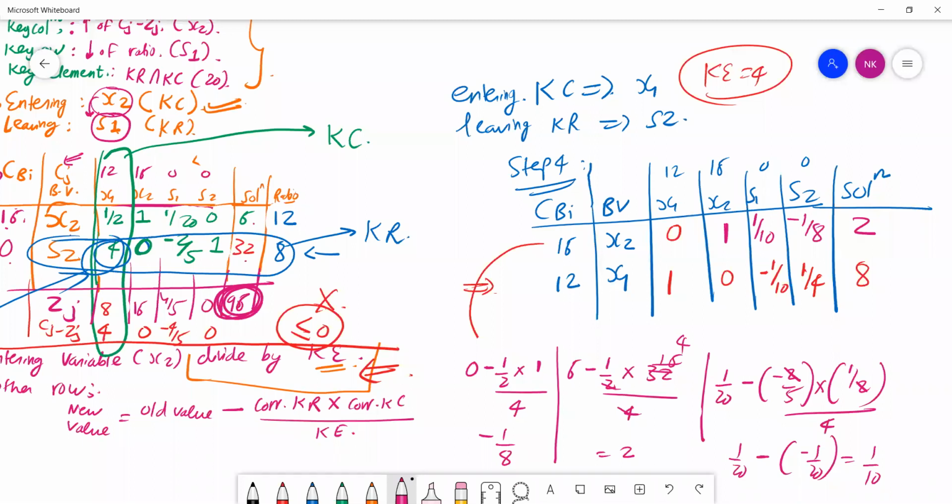Anybody having any doubt in filling up this table? Is this table clear? Anybody having any doubt? If you are having any doubt, then you can ask me. Just feel free to ask. After this example, you are supposed to do 4 to 5 examples by your own self. So it's better if you can ask me.